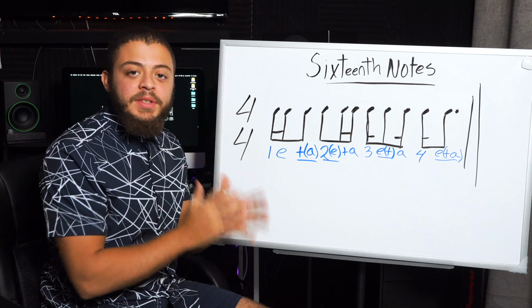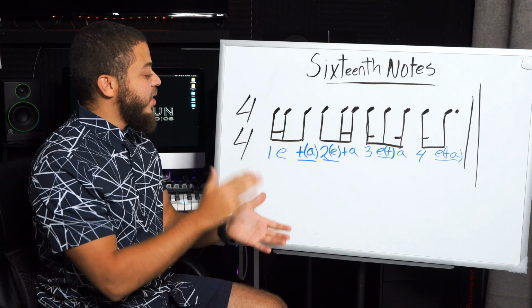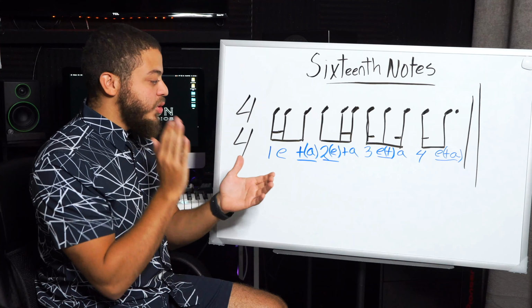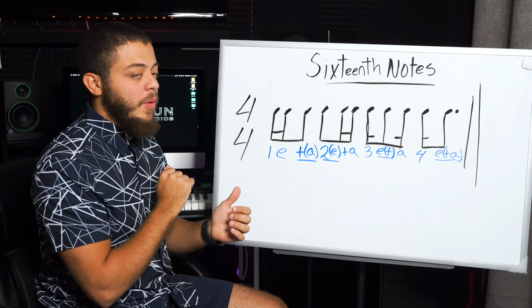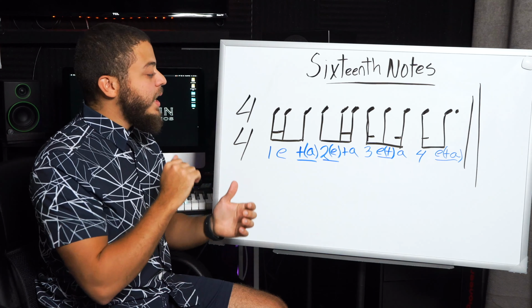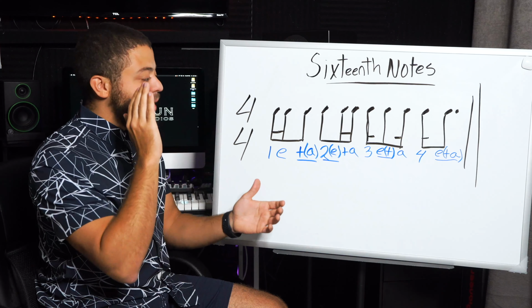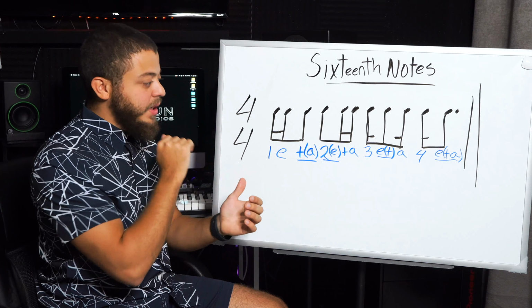So now to count the entire example is going to sound like this. 1 E and 2 and 3 E, 4 E. One more time. 1 E and 2 and 3 E, 4 E.